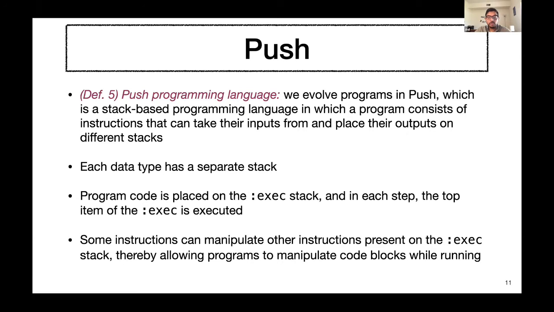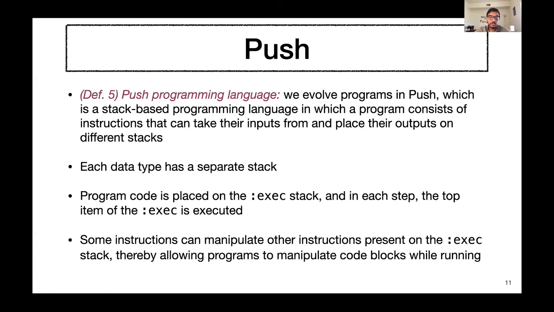Let us now talk about the GP system we'll be using for the experiments. We evolve programs in Push, which is a stack-based programming language, in which a program consists of instructions that can take their inputs from and place their outputs on different stacks. Each data type has a separate stack. Program code is placed on the exec stack. There is a stack named exec. And in each step, the top item of the exec stack is executed.